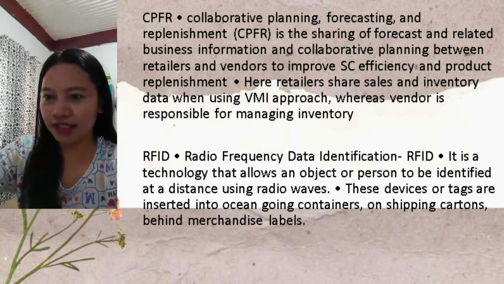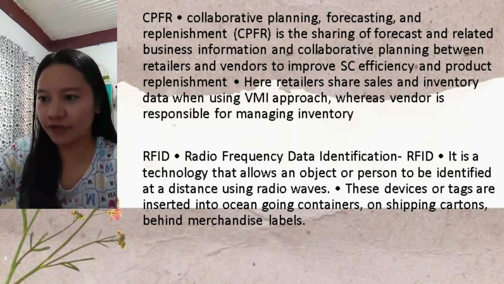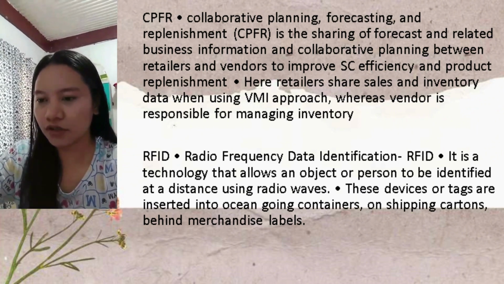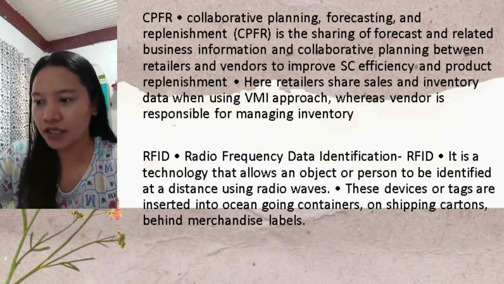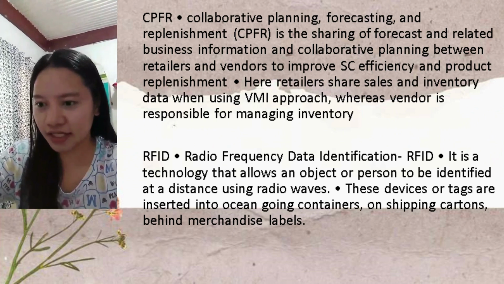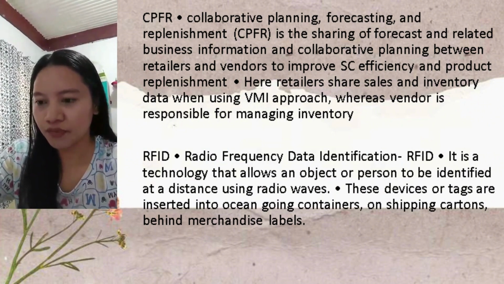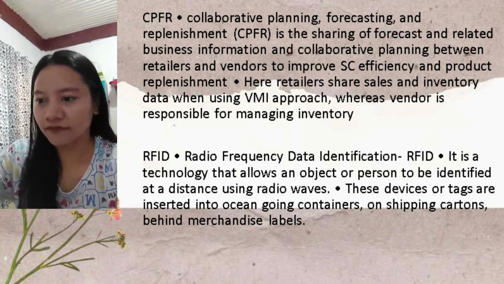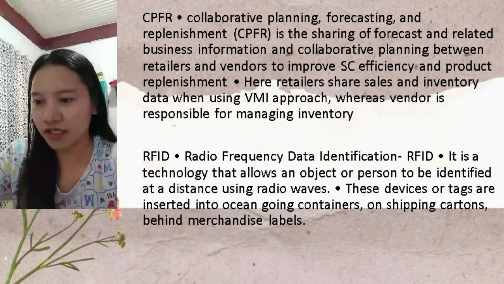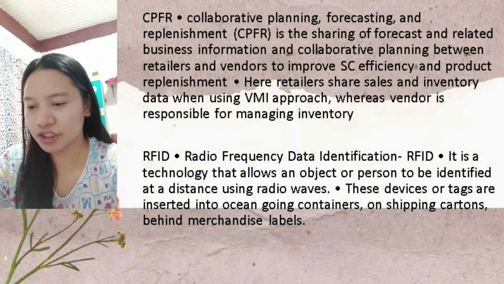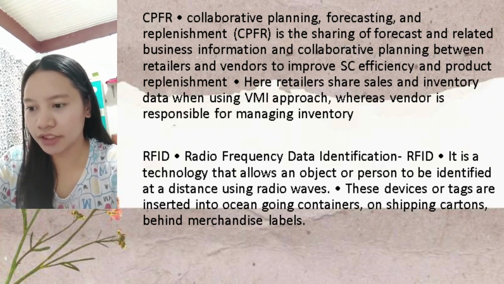Collaborative planning, forecasting, and replenishment involves retailers and vendors sharing forecasts and relevant business data to enhance supply chain efficiency and product replenishment. It encompasses collaborative planning between these entities. In this process, retailers provide sales and inventory information when utilizing the vendor-managed inventory or VMI approach, while the vendor takes responsibility for inventory management. CPFR represents an evolved level of collaboration between retailers and vendors, where proprietary information such as business strategies, promotion plans, and new product development are shared. An example of CPFR in action is the partnership between Walmart and Procter & Gamble.